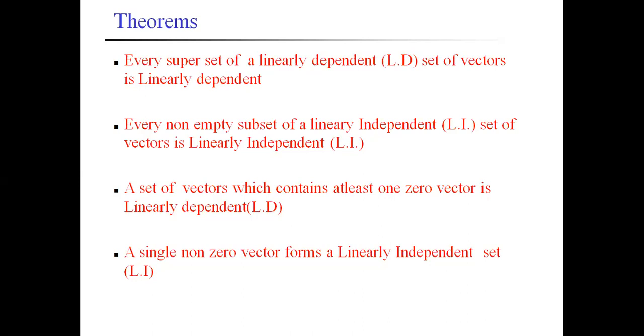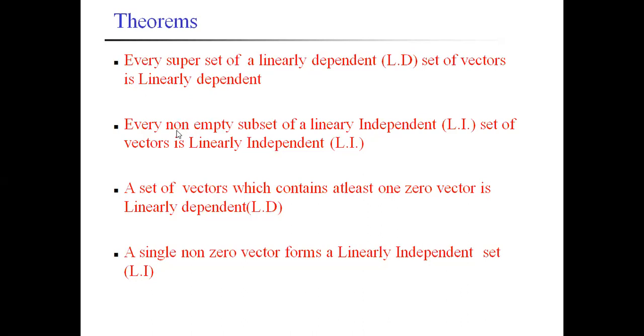Already the set of vectors u1, u2, un is linearly dependent. We can add some more vectors to that set and write it in the form of 0 into v1 plus 0 into v2 and so on. That means that set also forms a linearly dependent set. That means every superset of a linearly dependent set of vectors is linearly dependent.